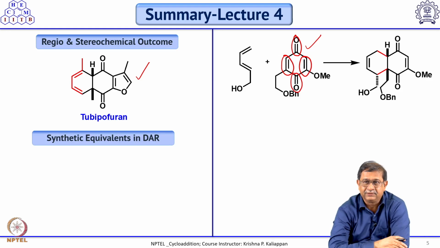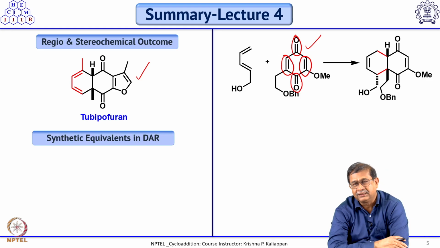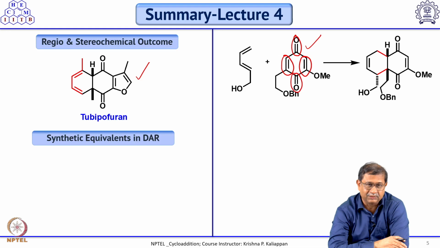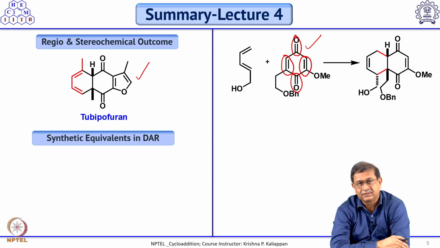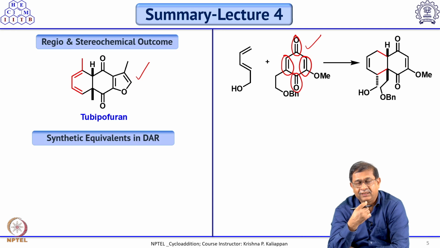and how selective this particular reaction has been successfully used in the total synthesis of gibberellic acid by E.J. Corey. Then we moved on to discuss various synthetic equivalents in Diels-Alder reaction, because some of the dienophiles we cannot use directly.